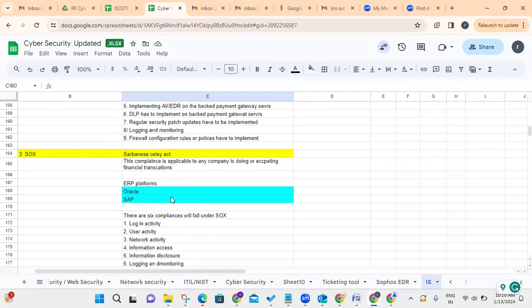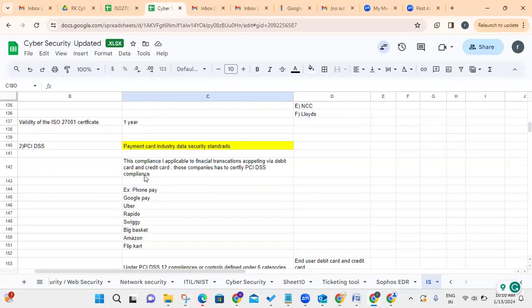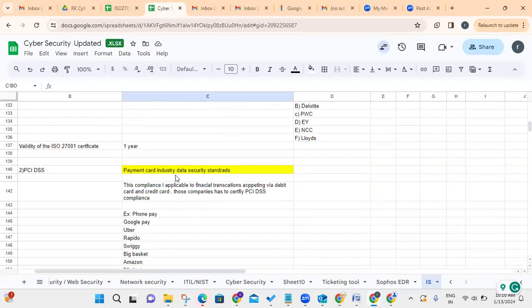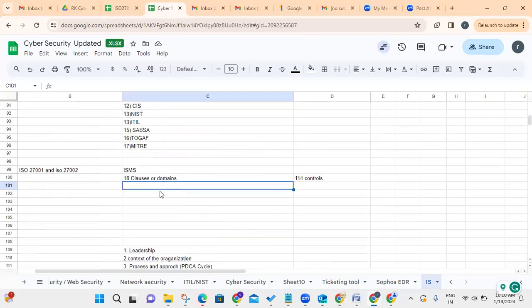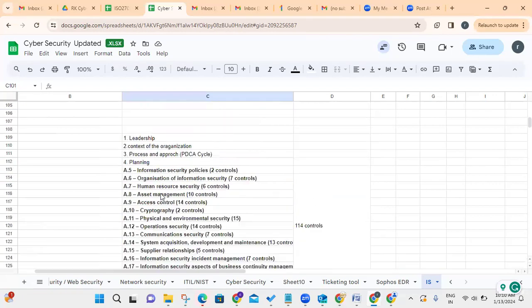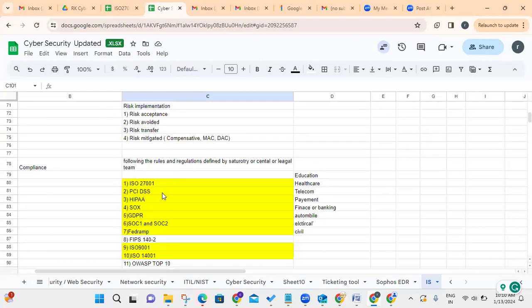SOX covers financial transactions for the overall organization, and PCI DSS is dedicated to debit card and credit card payment acceptance only, and ISO 27001 is implementing the ISMS, Information Security Management System. So these are the 3 compliances, guys, and the remaining compliances we can discuss in the evening class.